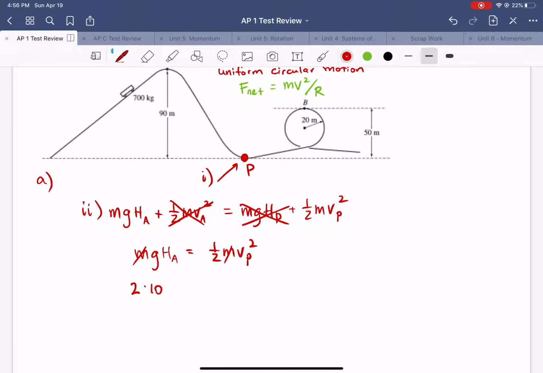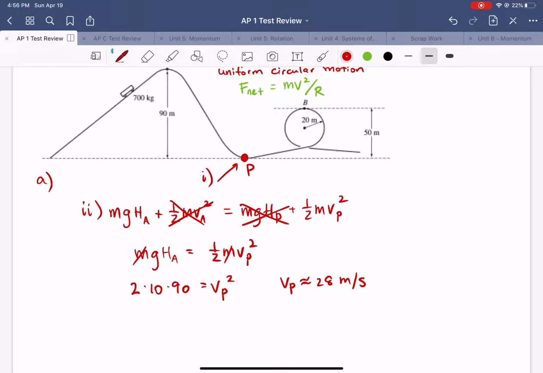So let's just use 10 for G. The height at point A is 90 meters, and that's going to equal VP squared. So if we plug in the numbers, velocity at point P comes out to be roughly 28 meters per second. All right, so that is part A.